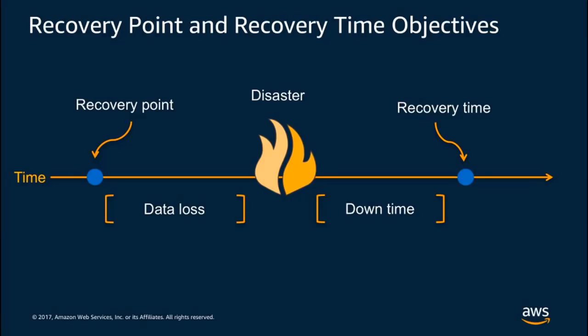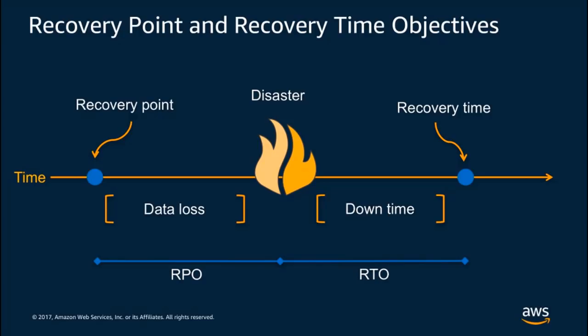After the disaster, there's then a period of time when your business is starting to get going again. Your application is starting to catch up. You're bringing things back online. This gets you to a point in time when your business is back running. We call that the recovery time. In this instance, because there was a disaster and your application went down, there's downtime here. Your business is not running at full speed until you get to that recovery point, that recovery time.